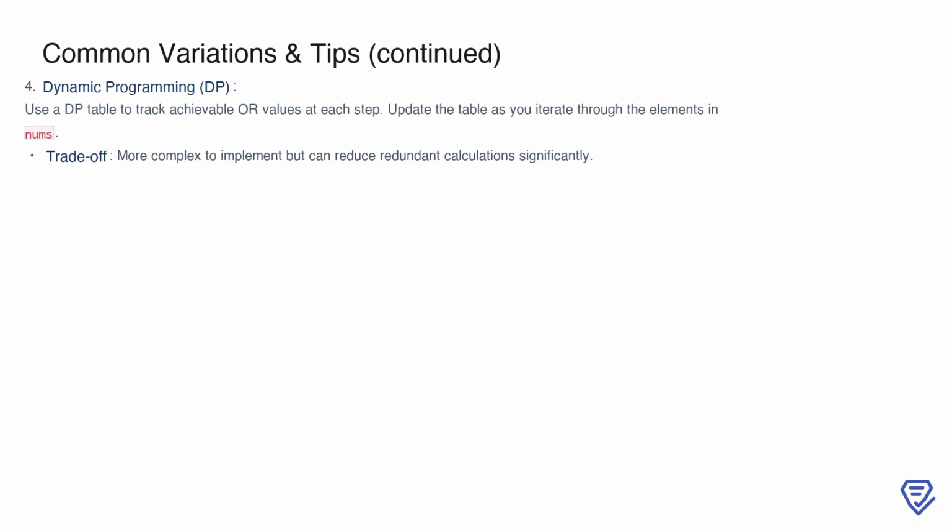With DP, you can maintain a table to track all achievable OR values as you iterate through the elements of the array. This method systematically updates the table to build on previously computed results. While it requires more complex implementation than other approaches, DP can significantly reduce redundant calculations. By leveraging previously computed states, you avoid recalculating results for overlapping subsets, making it a powerful optimization technique for this problem. Although challenging to implement initially, mastering DP for such problems can greatly enhance your efficiency in solving similar challenges.